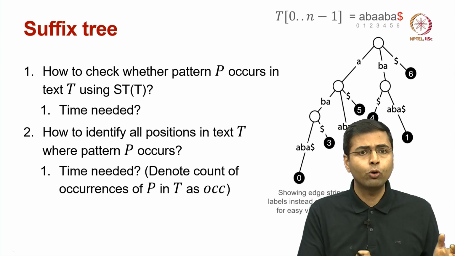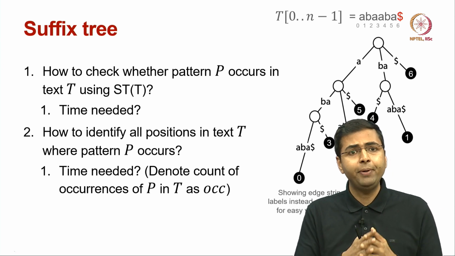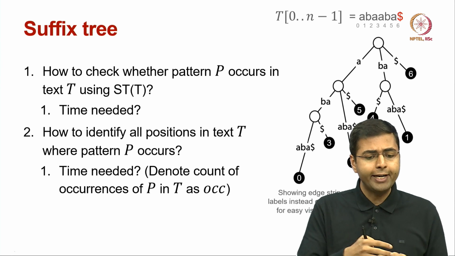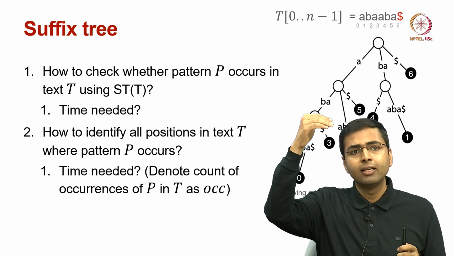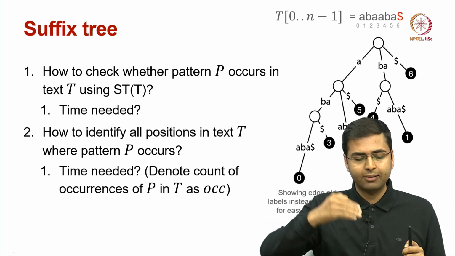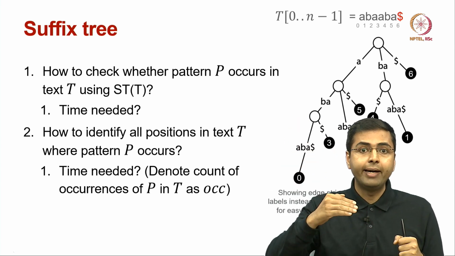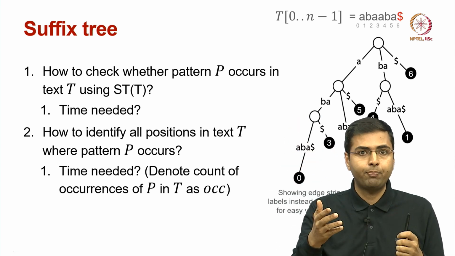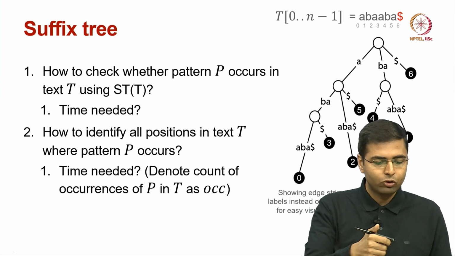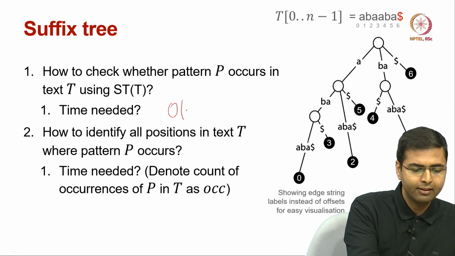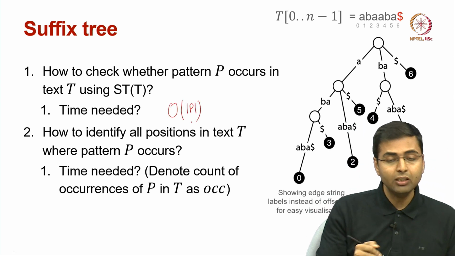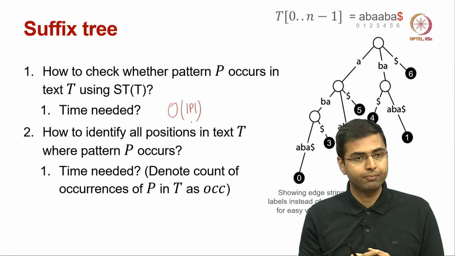So for example, if I want to check whether pattern P occurs in text T, all I need to do is again start from the root node, start matching the pattern characters and see if I can match all the characters of the pattern until the last character of the pattern. So in order P time, I can answer whether the pattern P occurs in the text T or not.